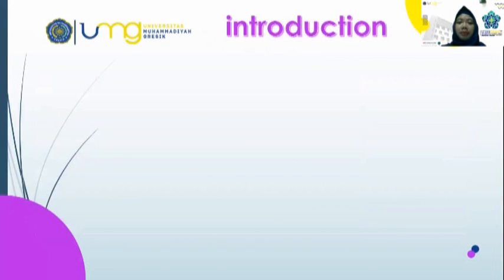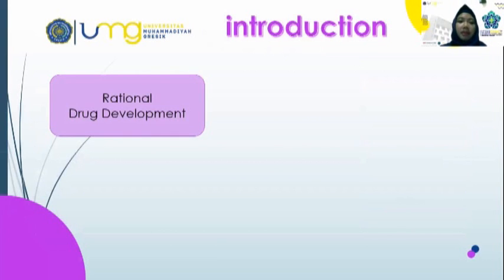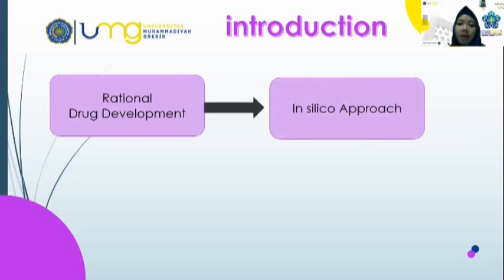I will tell you about my background, why I'm doing this research. We know that rational drug development is crucial at this time because a lot of diseases are growing, such as COVID-19 and cancer, which is still growing. So we need drug development to be rational. One of the approaches is in silico prediction.